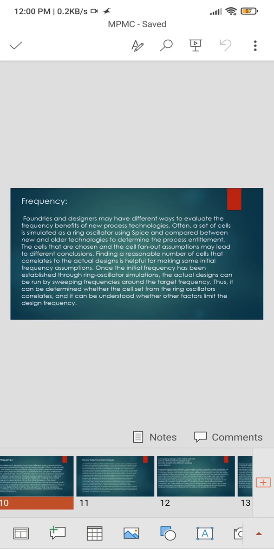The cells that are chosen, and the cell fan-out and accumulation, may lead to different conclusions. Finding a reasonable number of cells that correlates to the actual design is helpful for making some initial frequency assumption. Once the initial frequency has been established through a ring oscillator simulation, the actual design can be run by sweeping frequency around the target frequency. Thus, it can be determined whether the cell set from the ring oscillator correlates, and it can be understood what factors limit the design frequency.